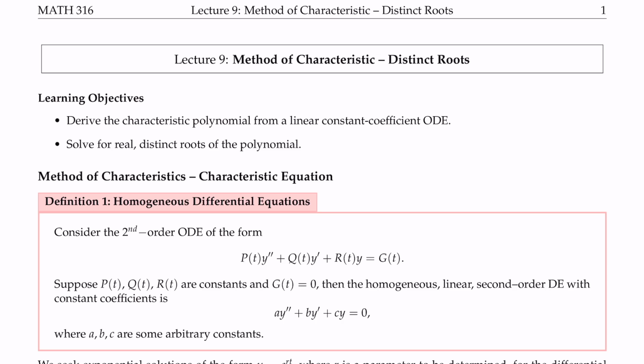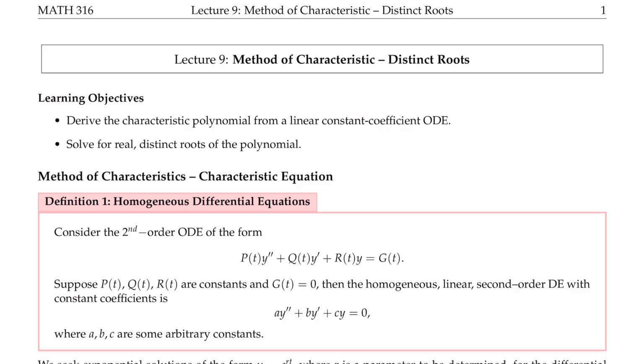Alright, so this is lecture 9, method of characteristics, and the focus is on something called distinct roots. I will explain why this is the focus for the lecture. The learning objective is that hopefully at the end of this lecture you will be able to identify characteristic equations, or more specifically the characteristic polynomial equation, from a linear constant coefficients ordinary differential equation. And you will be able to use that characteristic equation to solve for the real distinct roots, and from there get the solutions of the differential equations.